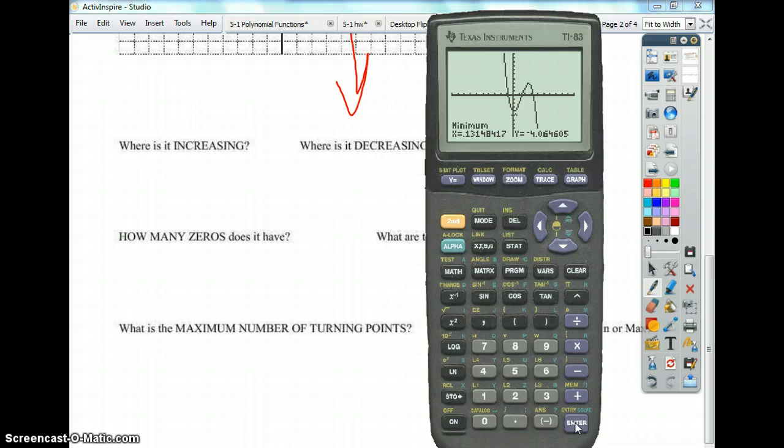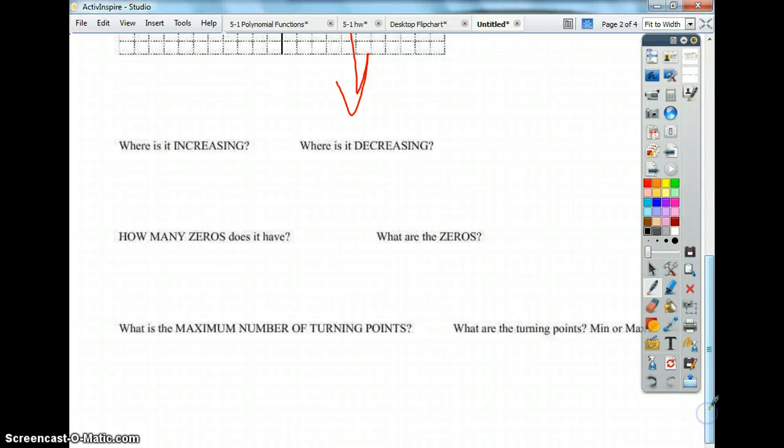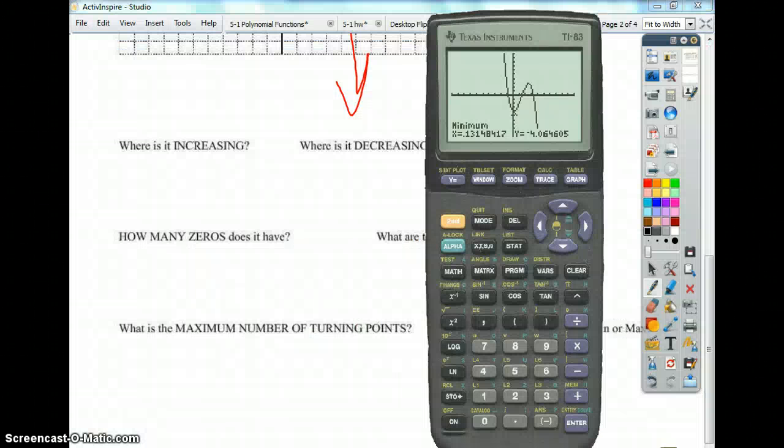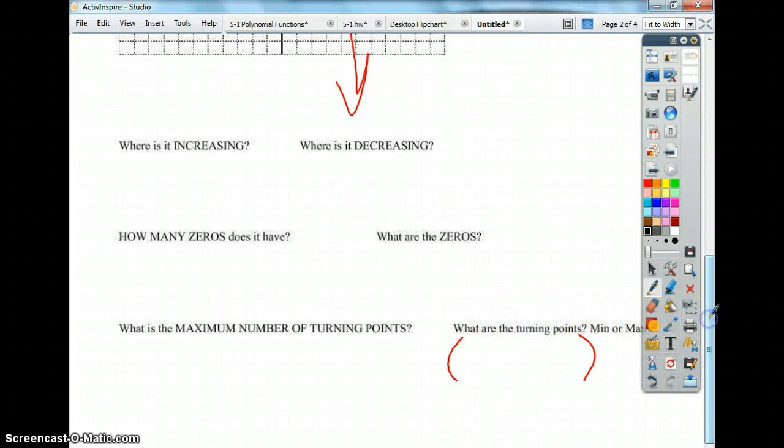Look, we kind of assumed it happened at 0. Did it happen at 0? No. Did it happen close to 0? Oh yeah. Okay, but not at 0. So when we go here, our minimum from our calculator is 0.13, comma, negative 4.06. And we'll label that as a min.